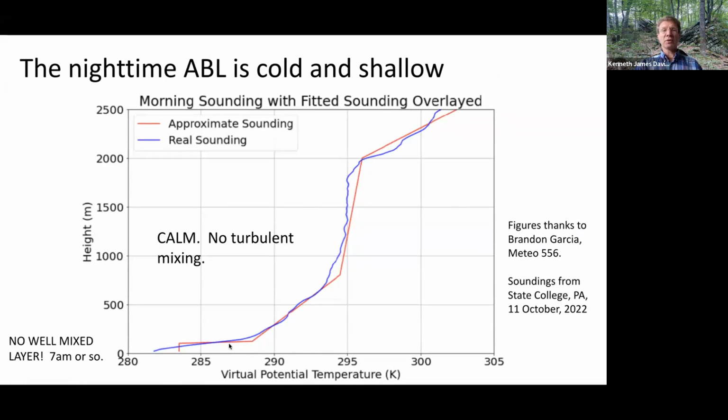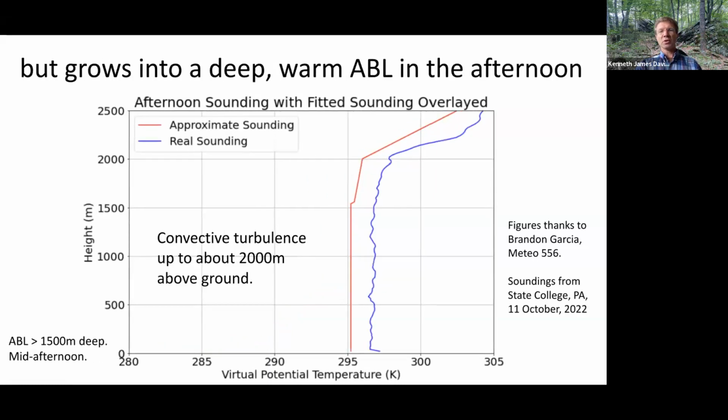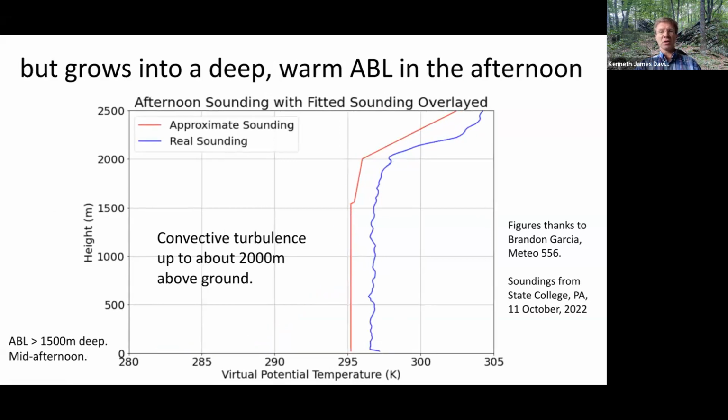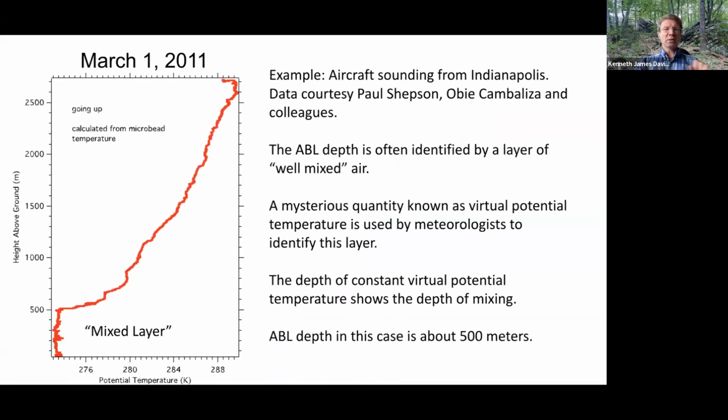If we go to the afternoon, and this is from the same day later in the day, blue is the data, red was a model that our students were building for class. You see the change from blue to blue as you go from morning to afternoon. So by the afternoon, things have warmed up and it's well mixed, a very deep convective turbulent layer. So a huge change from this condition to this condition every day. That's typical. So why does this matter?